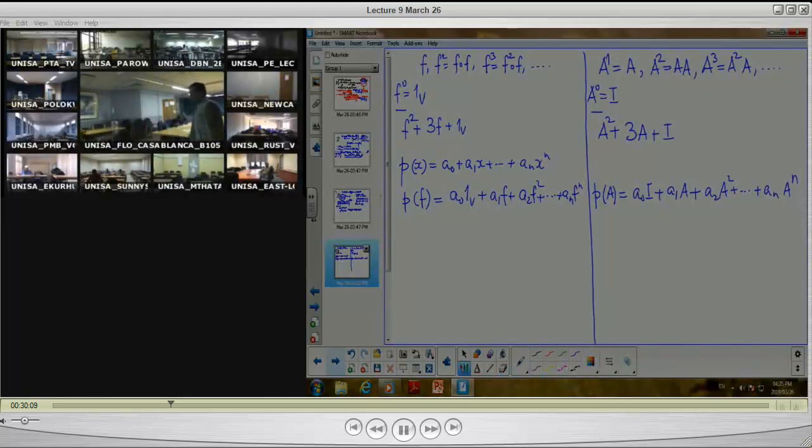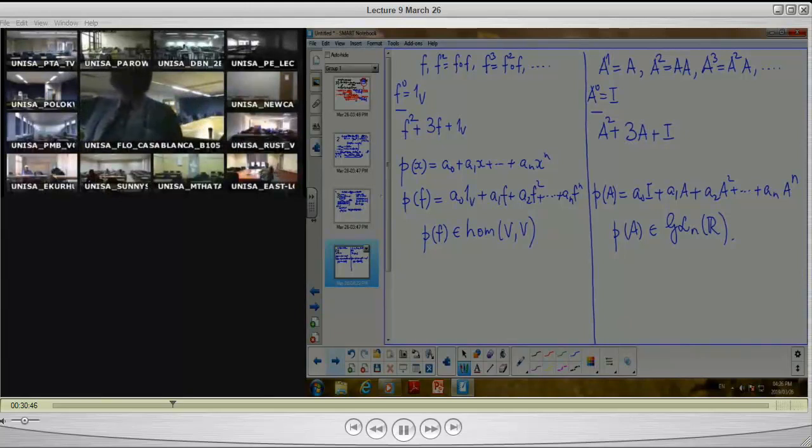So as if I'm just replacing this x by either f or a. Just remember, P(f) is still a linear transformation and P(A) is still a matrix. All right. Next we would require something special about complex numbers.